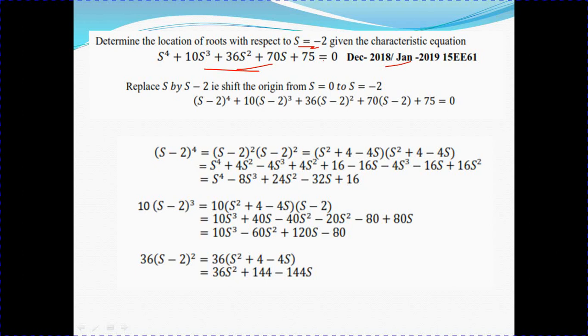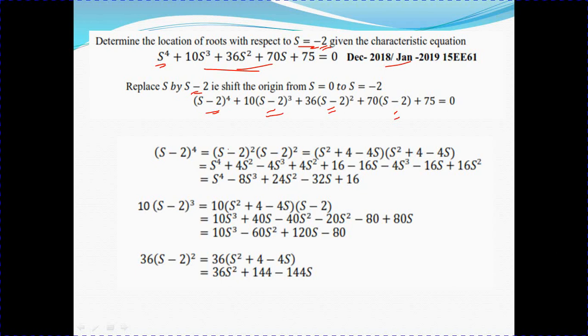So now we want to assess the stability of the system when S is equal to minus 2. That means we need to shift the axis from s equal to 0 to s equal to minus 2. Okay, so now we need to replace the s term in the characteristic equation by s minus 2, because that is where we want to assess the relative stability. So by replacing s by s minus 2, we need to recalculate the whole equation and simplify it. Okay, so here the first term is s minus 2 to the power 4.